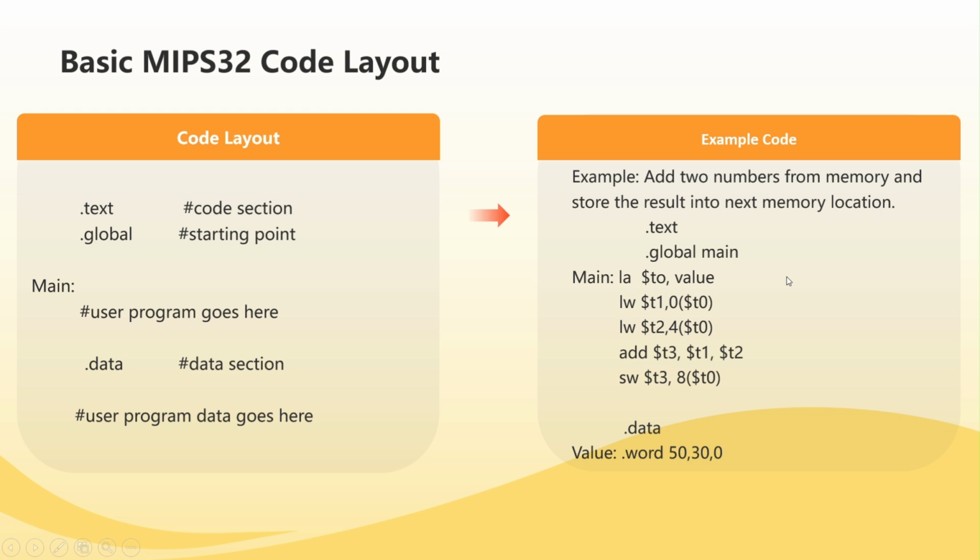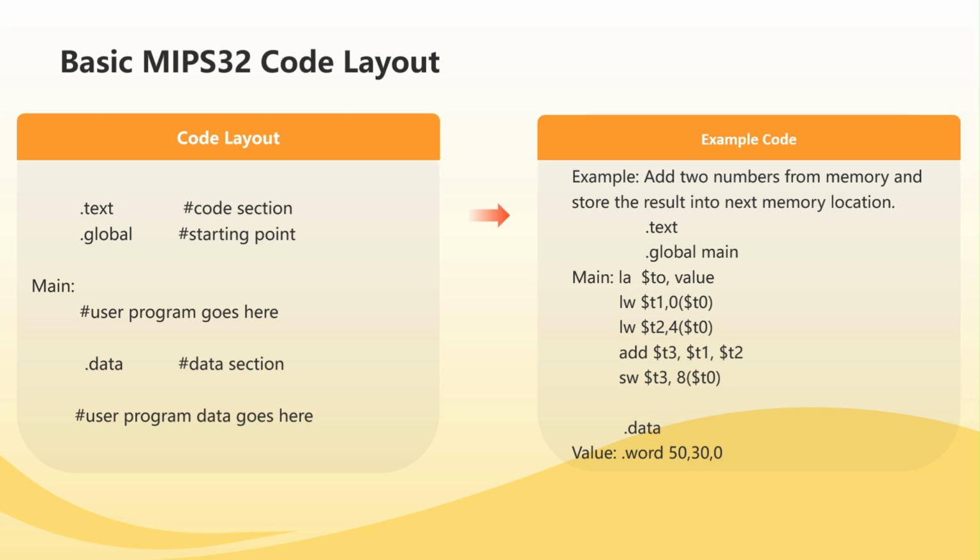So let's break down the code. First of all, the .text section. This section contains the instructions that will be executed by the processor. Then there is .globl main. This declares main as a global label, making it the entry point of the program. So main, the label, defines the beginning of the main function.